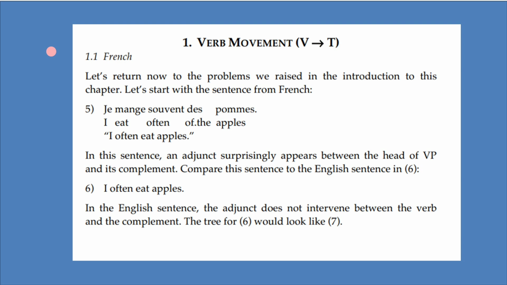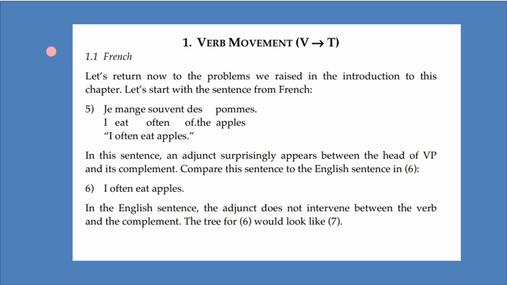Let's return now to the problems we raised in the introduction to this chapter. Let's start with the sentence from French. "I eat often of the apples." I often eat apples. In this sentence, an adjunct surprisingly appears between the head of VP and its complement. Compare the sentence to the English sentence in number 6. I often eat apples. In the English sentence, the adjunct does not intervene between the verb and the complement.